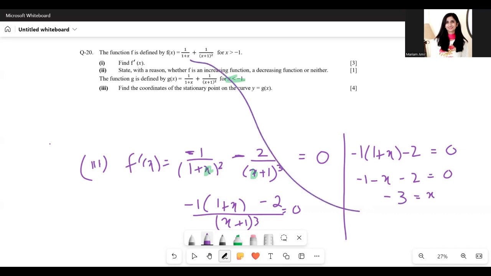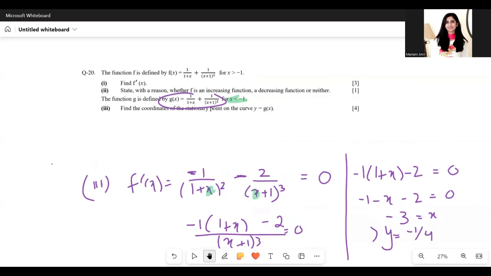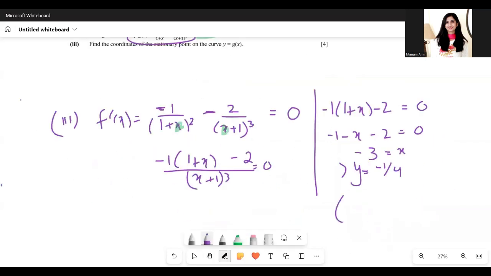Now you substitute it in the equation for f(x). f(x) is actually y. And when you replace x with -3 in here, you should get -1/4. In fact, we're substituting it here, but they're the same function, so it doesn't really matter. So this gives -1/4. So the coordinates of the stationary point are (-3, -1/4).